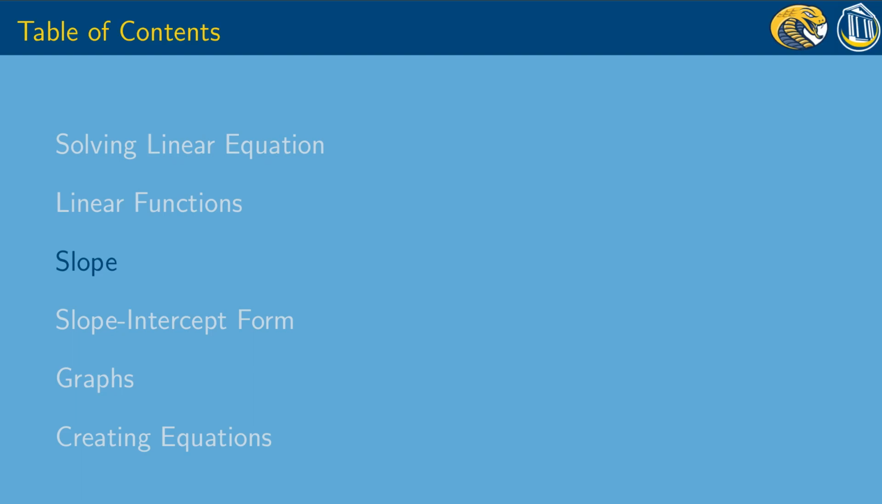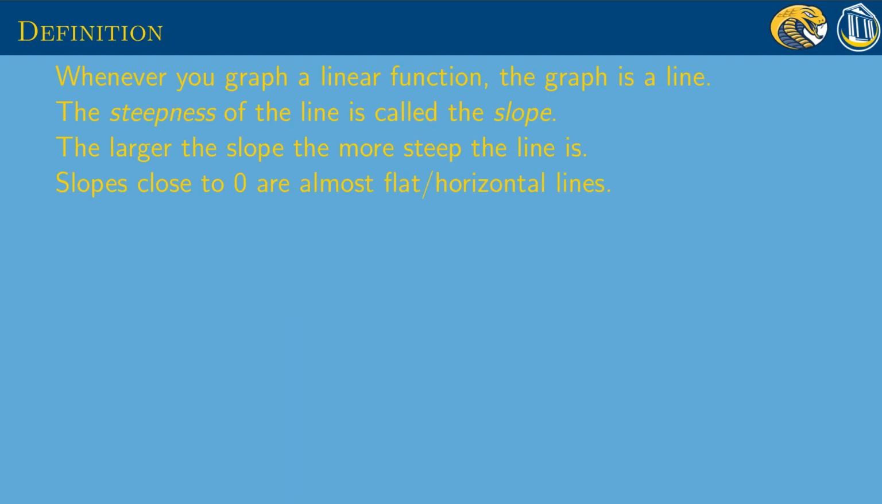Now we'll talk about slope. Whenever we graph a linear function, as it's implied by the name, the graph is just going to be a straight line. The steepness of this line is called the slope. So the larger the slope, the more steep the line is.